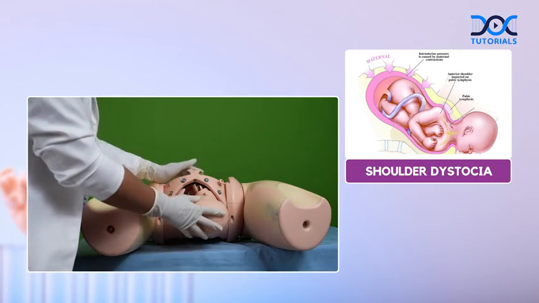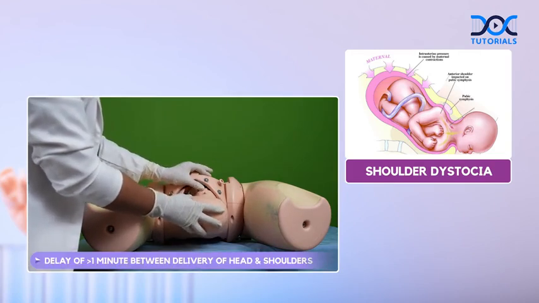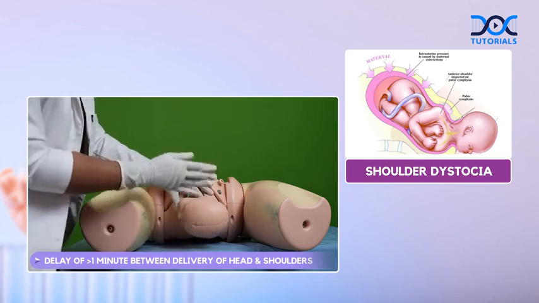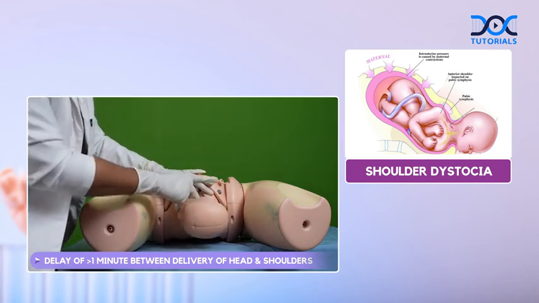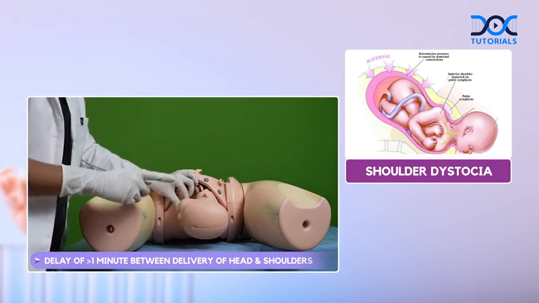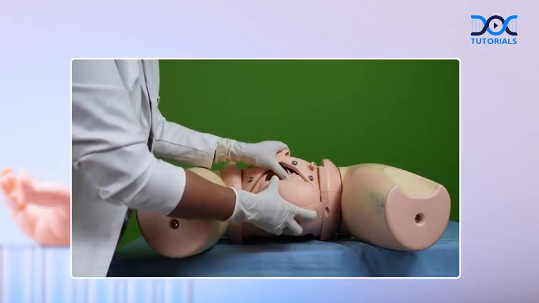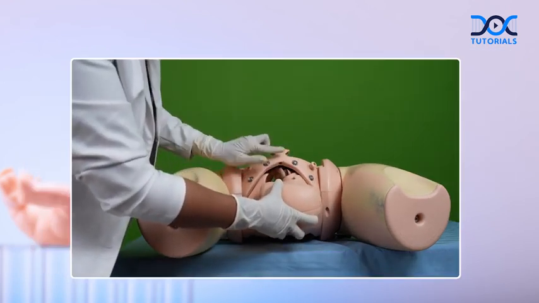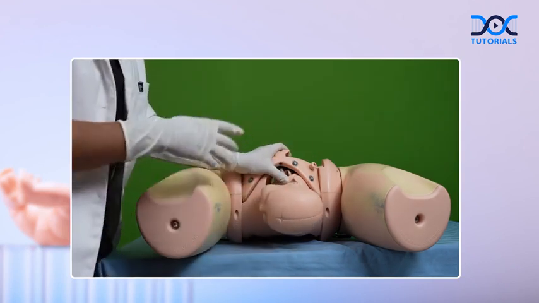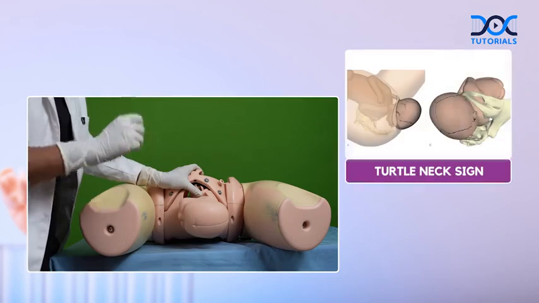In shoulder dystocia, there is difficulty in delivery of the shoulder after delivery of the fetal head. The interval between the delivery of the fetal head and the fetal shoulder is more than 60 seconds. In this scenario, as you see here, the anterior shoulder is stuck behind the pubic symphysis. And there is a sign attributed here as well, known as the turtle sign.